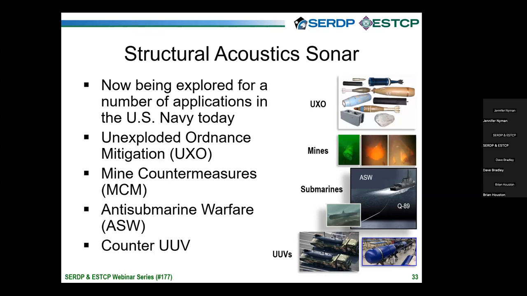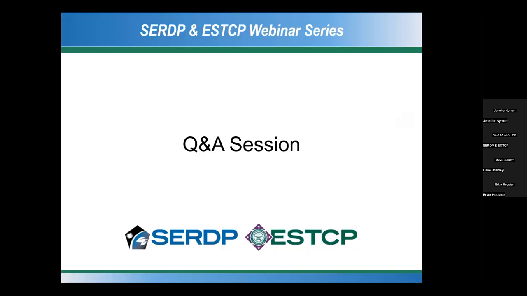Unexploded ordnance is very important, and it was an area that was explored early on by applying this approach. Mine countermeasures as well, anti-submarine warfare, and counter UUV. So today, this approach has been expanded to a number of Navy hard problems. And in some cases, we used existing sonars in the fleet to exploit structural acoustic characteristics to do detection and classification. I think at this point, I'll stop, and this will be our first stop to answer a few questions.